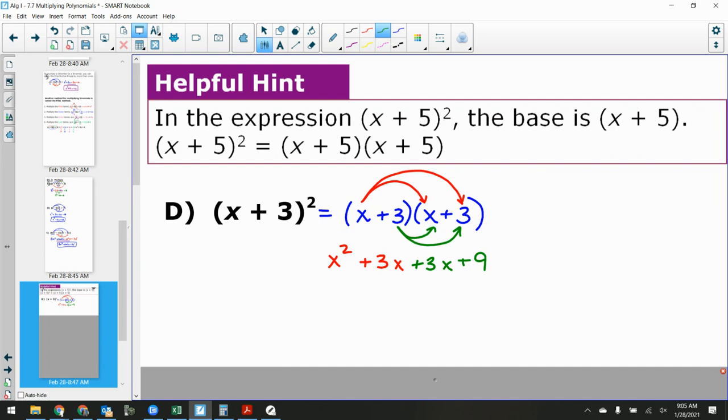Now, what is unique about these problems is that the inners, the things that you're going to combine right here, are always going to be the same. Whenever you have a binomial squared like that, the inner two values are always going to be the same. So my final answer is going to be x squared plus 6x plus 9.